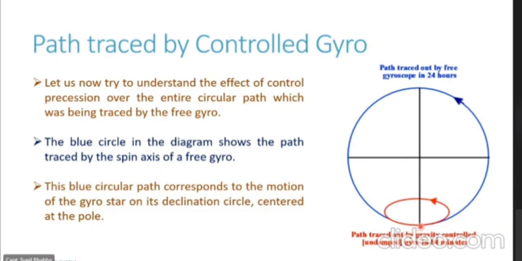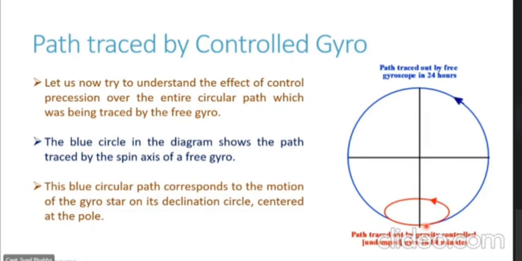It was only under the effect of two forces. These were tilting and drifting. Tilting was caused because of the change in altitude of the gyrostar. Drifting was caused because of the change in azimuth of the gyrostar. Now we have introduced a third force in the picture, and that third force which is introduced is the control precession using a top heavy arrangement or a bottom heavy arrangement. Now the path of the controlled gyro converts to an elliptical path. This red color ellipse which you see at the bottom of the diagram is the path which is now traced out by the controlled gyro.